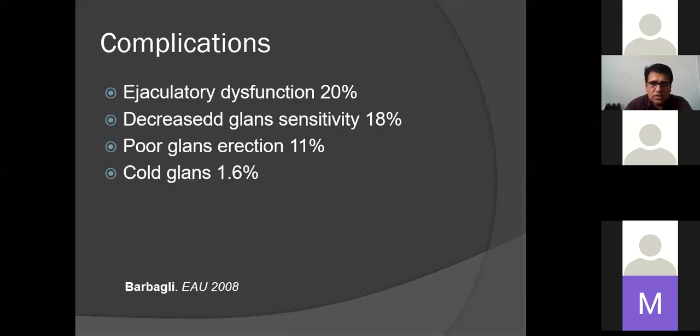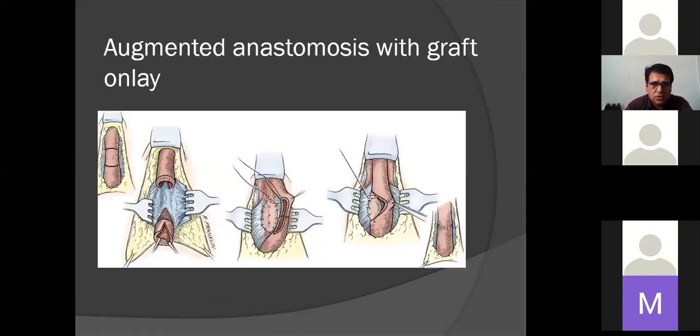Complications are ejaculatory dysfunction in 20% of patients. Poor glans erection is seen in 11% of the patients. Augmented anastomosis is done also, in which you take a graft and place the graft here, because you have a very narrow part and a long stricture. You cannot completely remove and re-anastomose both of these, because with the long stricture you don't have space. So what you do is open a part of it and place this graft, and re-suture above that. So you have a broad part of the urethra available.